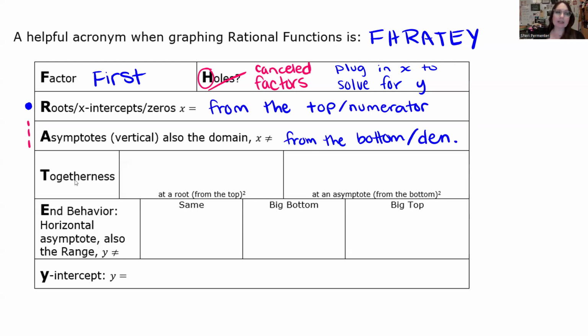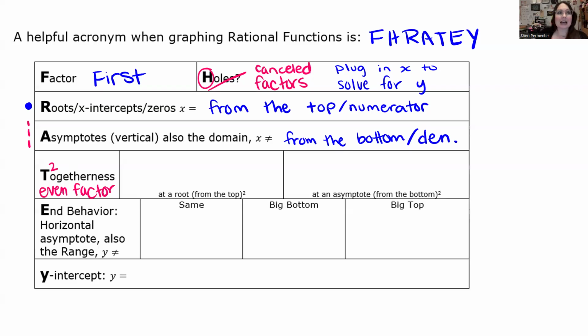Togetherness. We talked about togetherness a little bit last class, and togetherness happens when a factor is what? Anybody remember from last class? Even. So togetherness happens when a factor is an even factor. And anytime I see the t today, I'm going to square it, because that's what we're pretty much looking for. Like, I'm not giving you something to the fourth power. That's more like pre-cal, but anything with an even factor, it's going to have togetherness.